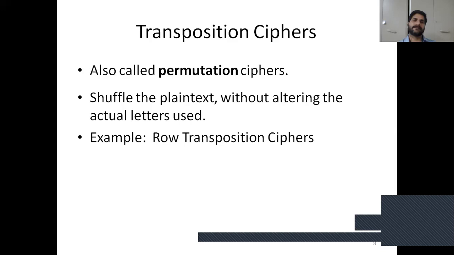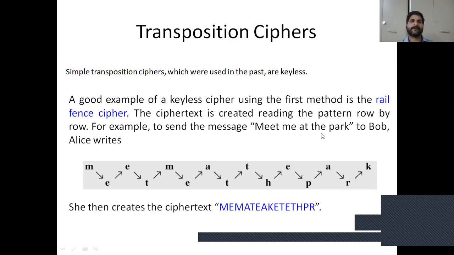Transposition cipher, we also call it permutation cipher. Here we discuss the transposition cipher. A transposition cipher is also known as a permutation cipher. It shuffles the plaintext without altering the actual letters used. Example: row transposition cipher. Transposition cipher, simple.